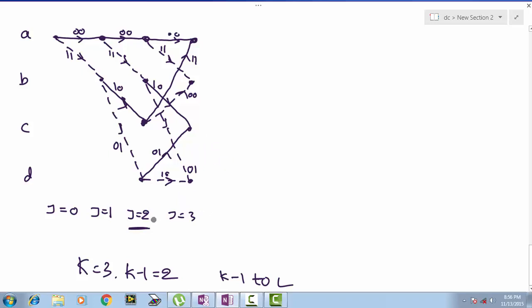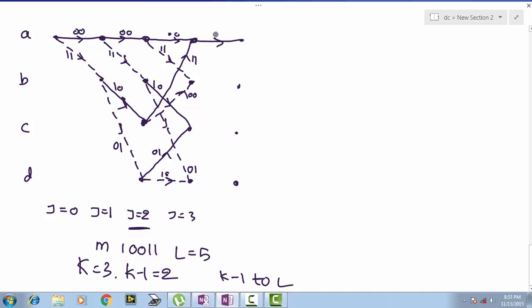Let us say the given message vector is 1 0 0 1 1. So in this case L equal to 5. So we need to draw 2 more stages where the structure is periodic. So next, again A, B, C and D. So again, same procedure.